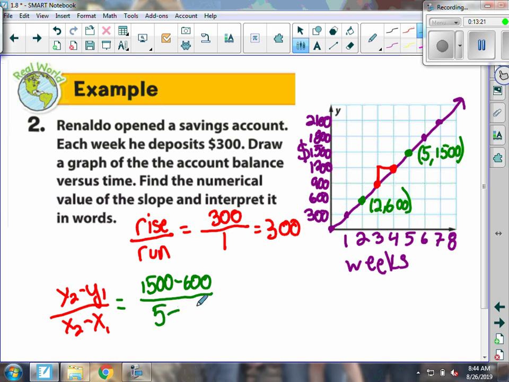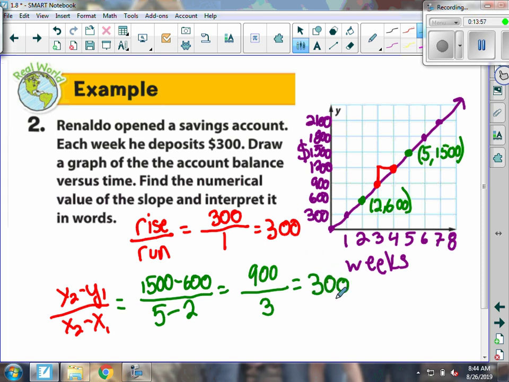So that's me 5 over 2. Remember, we have to put 5 minus 2. We have to put 5 first because we put 1500 first. So if we put this one first, this has to go first on the bottom. Okay, you've got to keep those lined up together. So we're going to subtract 1500 minus 600. That gives us 900. Over 5 minus 2 is 3. So then we simplify this. 900 divided by 3 is 300.